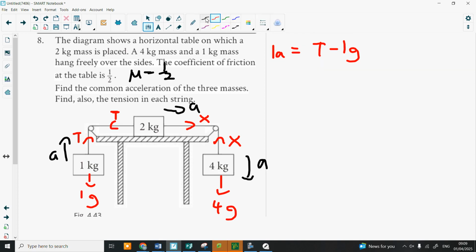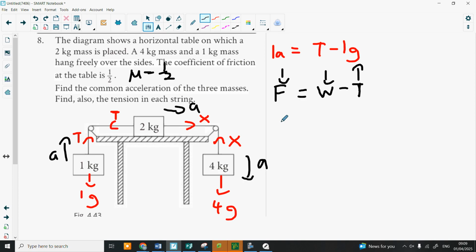Second one, what do we think? Any ideas? We'll go for the 4 kilogram one first, all right? Let's do the 4 kilogram one, it's easy. So up or down? Down. So F is going down. And what's weight minus? Okay, T. Is that right?